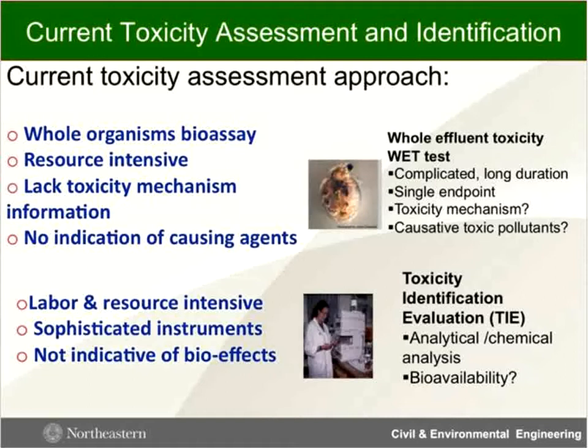So these kinds of tests are routinely practiced. Great, they give us some relative information on the toxicity associated with a certain sample. But we really do not know what's the toxicity mechanism behind it. We just know, okay, it killed 10 fish, right? We don't know what the causing agents are and what's the mechanism behind it. If you want to ask further questions, I really want to know what are the toxicants in my water causing all this effect, then you have to go through the so-called toxicity identification evaluation, TIE test.